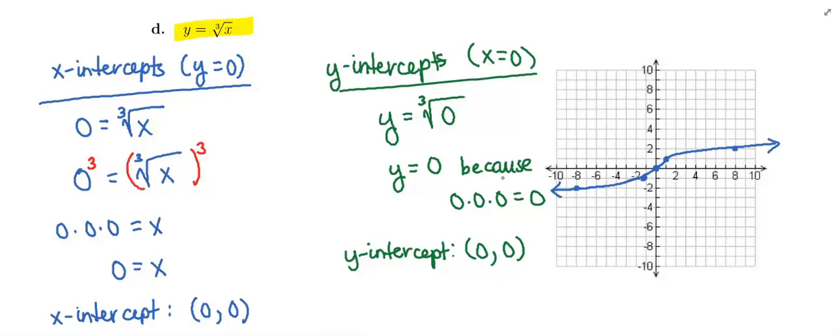So if you see the graph of y equals the cubed root of x, it is that snake looking graph. Both the x-intercept and the y-intercept here is the origin.